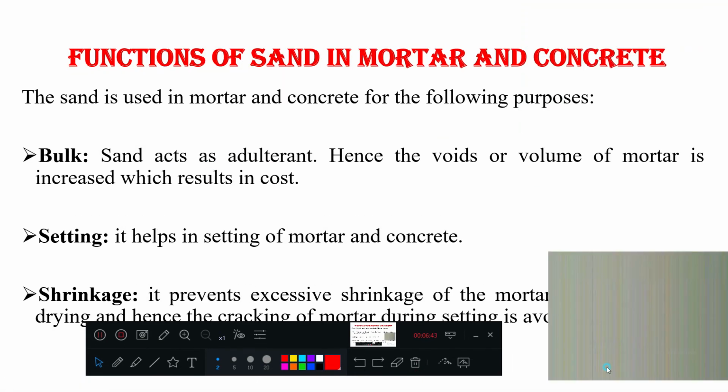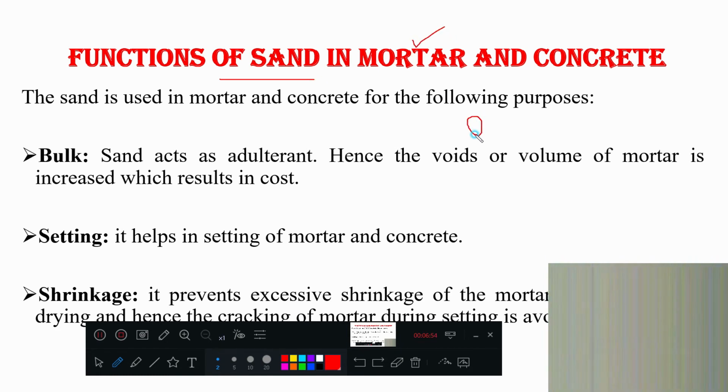Now, very important, functions of sand. Functions of sand in mortar. Mortar means cement is there and aggregates are there. In aggregate, you have only fine aggregate. Fine aggregate is nothing but sand. If only these two are there, then we call it mortar. Cement and sand, only, is mortar.